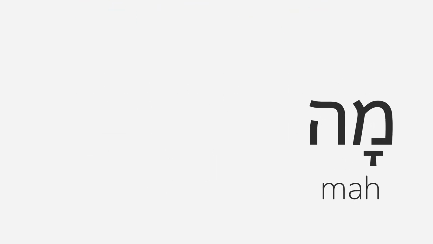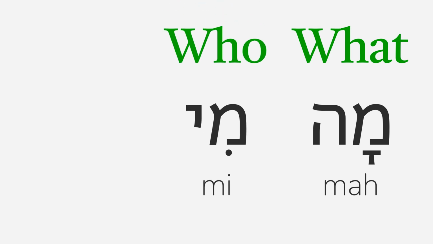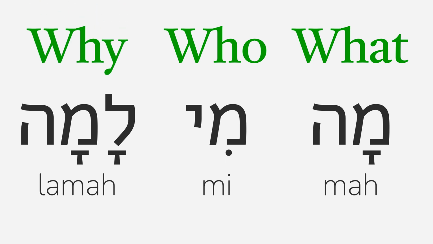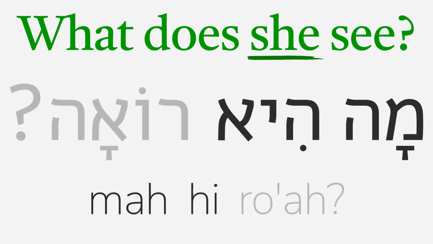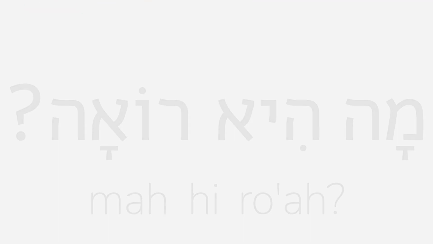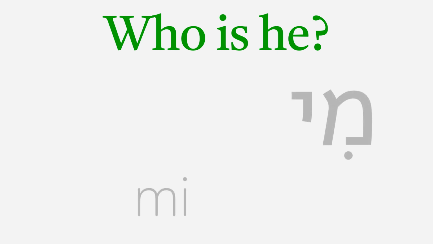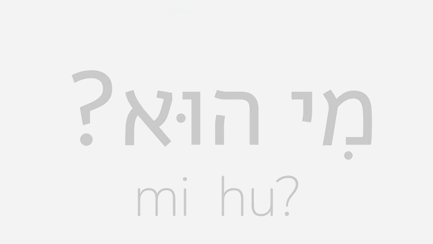And finally, in these lessons, we've learned three question words. Ma, which means what, mi, which means who, and lama, which means why. To say, what does she see? We say, ma, what, hi, she, ro'a, see. Ma hi ro'a. What does she see? Ma hi ro'a. To say, who is he? We say, mi, who, hu, he. Mi hu. Who is he? Mi hu.